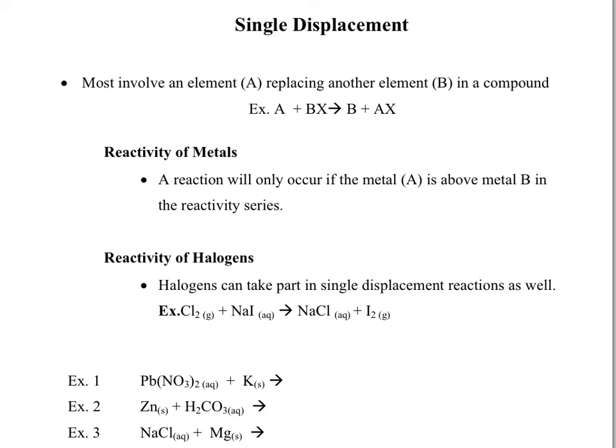Remember, single displacement reactions involve an element that's by itself, replacing another element in a compound. One analogy is a bodybuilder stealing a nerd's girlfriend. This is a good analogy because not all single displacement reactions work. The metal that's by itself has to be more reactive than the metal in the compound in order to steal its partner. This can be determined by looking at an activity series of metals.